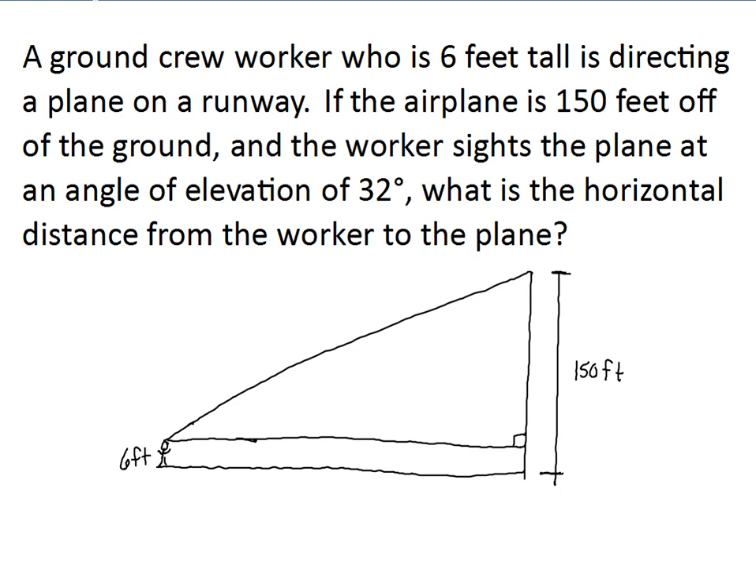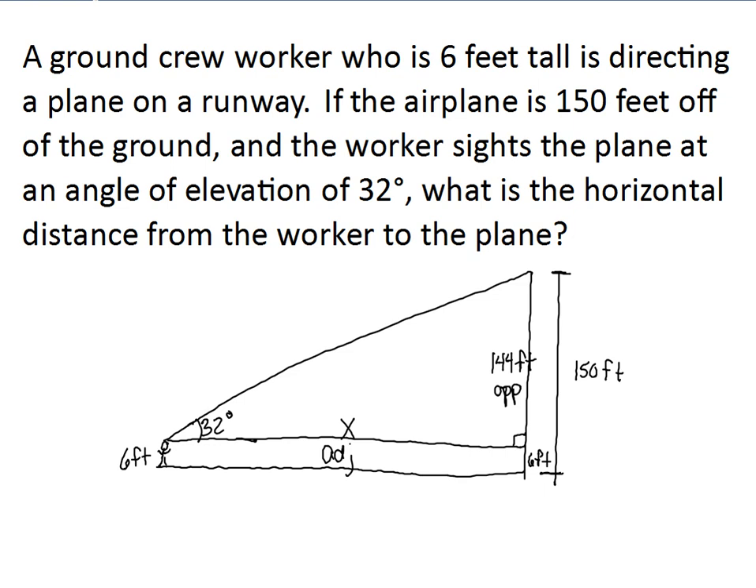Now with our right triangle, we have a person who is 6 feet tall, and they are looking at a plane that is 150 feet up. We're going to take this 6 feet off of the 150 to see what the height of the triangle is, and that leaves you with 144 feet for your opposite side. We know they're looking up at a 32-degree angle. We want to find the horizontal distance from the person to that airplane. Horizontal is straight across, so we are looking for this side, which is the adjacent side.